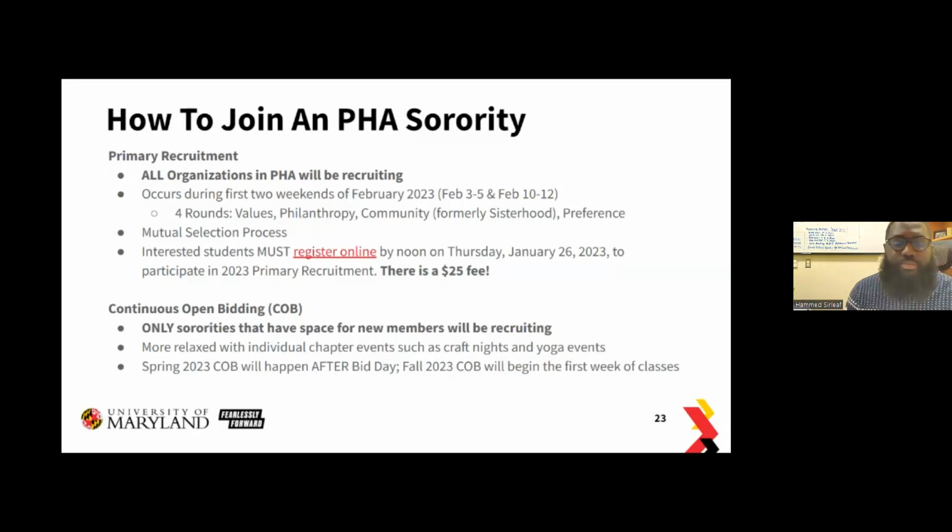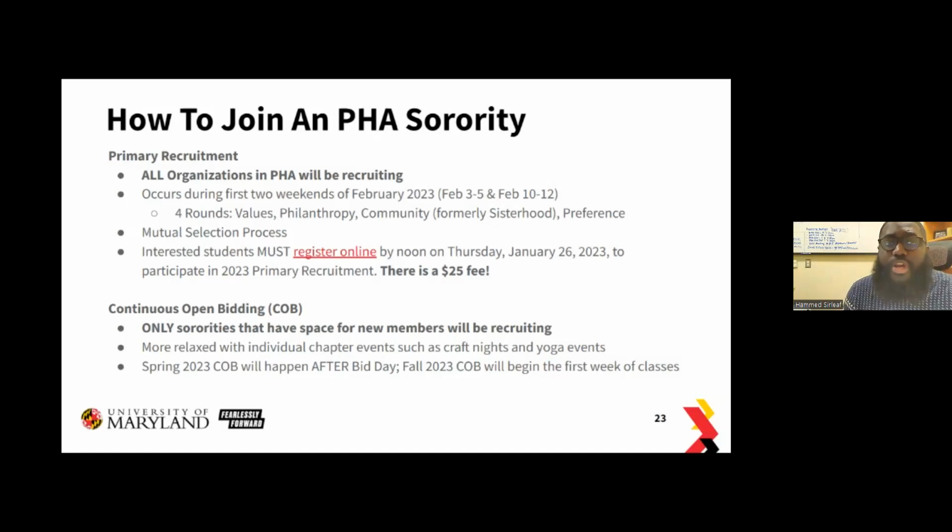happen during recruitment. So the next part is continuous open bidding. Continuous open bidding only happens for sororities that have space in their chapters to welcome in new members. So that means not every sorority will recruit during continuous open bidding. Continuous open bidding is also known as COB. COB is more relaxed, with individual chapter events such as craft nights, yoga events, ice cream dates, coffee dates, just to get to know people on a more one-on-one basis.